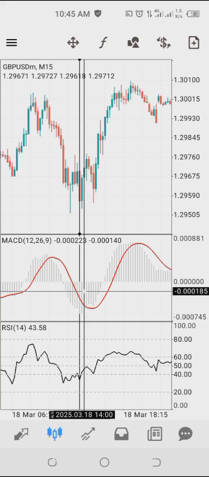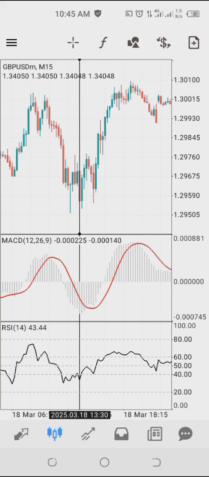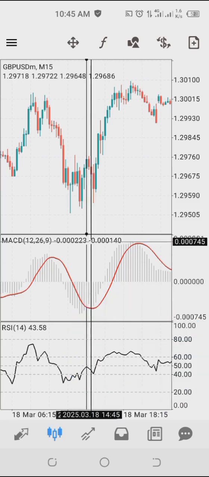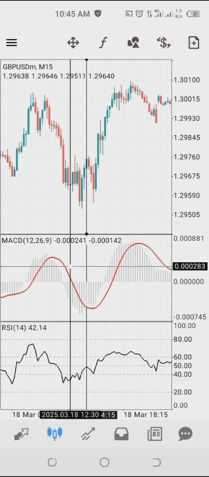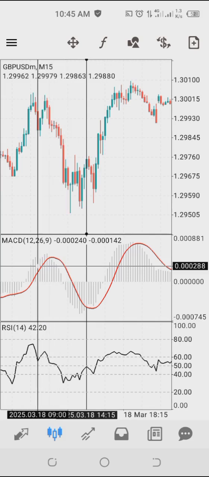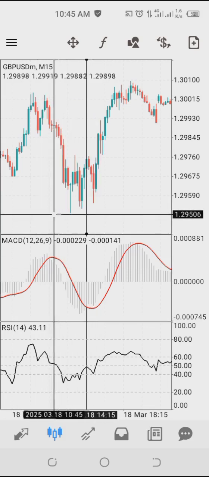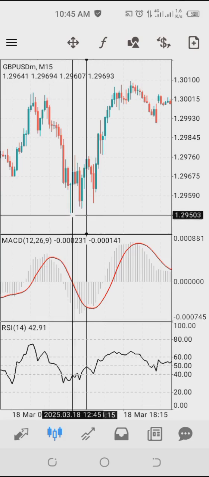Okay, but when are you supposed to enter? You're going to wait for the MACD to move and touch level 50. As soon as it touches level 50, then you can enter your buy. Now, where are you going to place your stop loss? Your stop loss is going to be placed just below the low, below the last candle there.